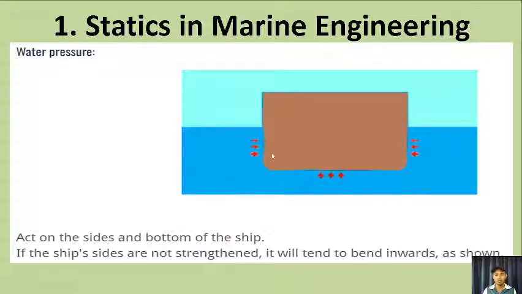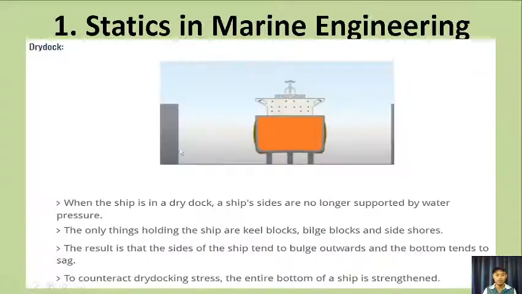Then there is the water pressure outside the ship. So there is also pressure outside. Those are part of the stresses on our ship. And then during dry dock, the ship sides are no longer supported by water pressure. So the only things holding the ship are keel blocks, bilge blocks, and side shores. The result is that the sides of the ship tend to bulge outwards and the bottom tends to sag. So to counteract dry docking stress, the entire bottom of the ship is strengthened.